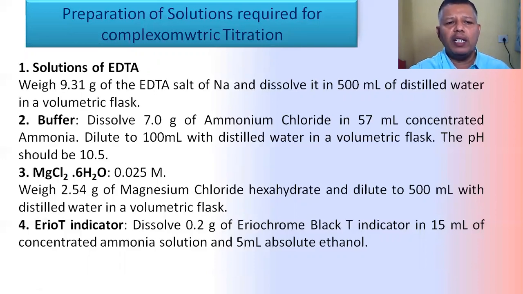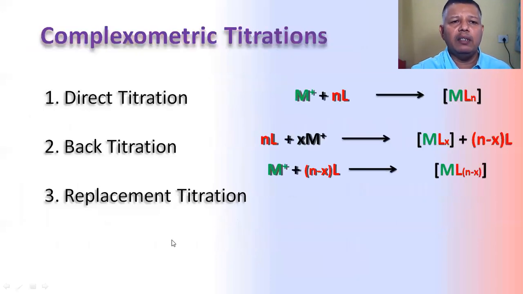Now for magnesium chloride, it's 2.45 gram of magnesium chloride hexahydrate. We have to dissolve it and make the total solution up to 500 ml using a volumetric flask. Then for the Eriochrome Black T indicator or any indicator, we prepare a 1% solution of the indicator, dissolving it first in water, then in alcohol, then adding a basic buffer like ammonia, HCl, like that. In this way we have to prepare the proper solution of the indicator.